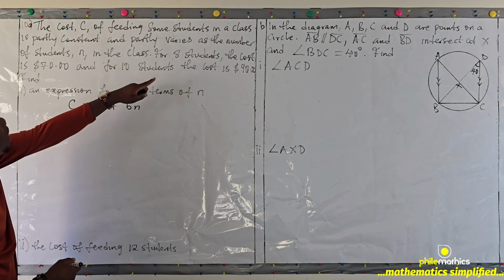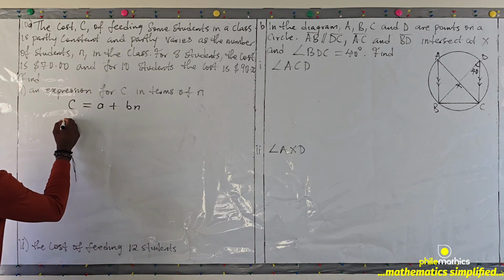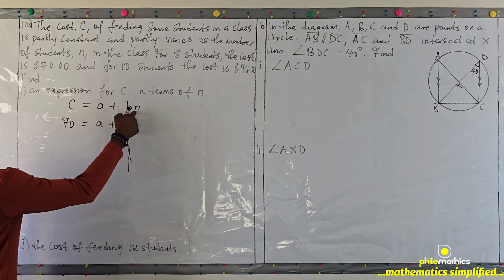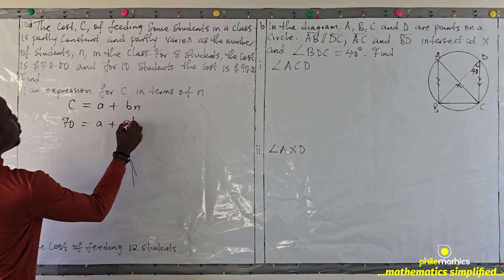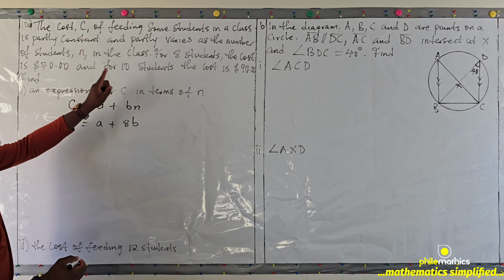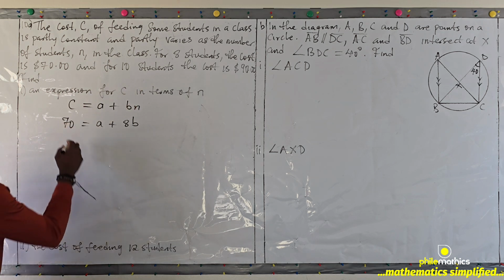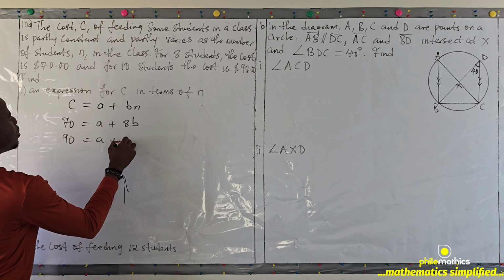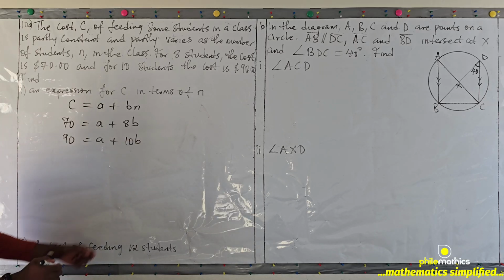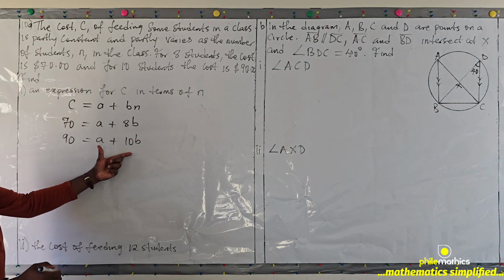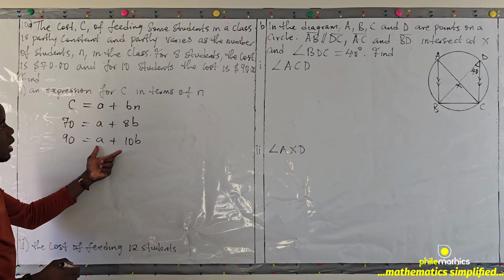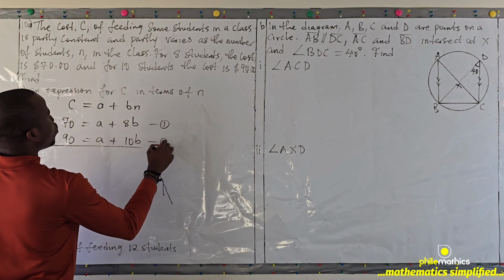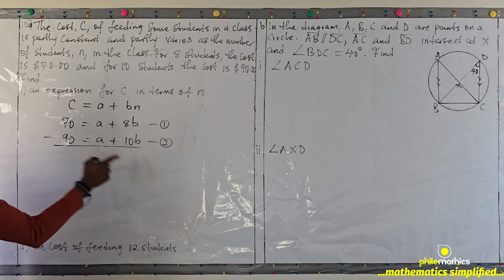So for 8 students, the cost is $70. So 70 equals A plus 8B. And for 10 students, the cost is $90. 90 equals A plus 10B. So we use the elimination method. We can eliminate A, which is much easier, and then we'll find B. Let's call this equation 1, this equation 2. We subtract 2 minus 1.